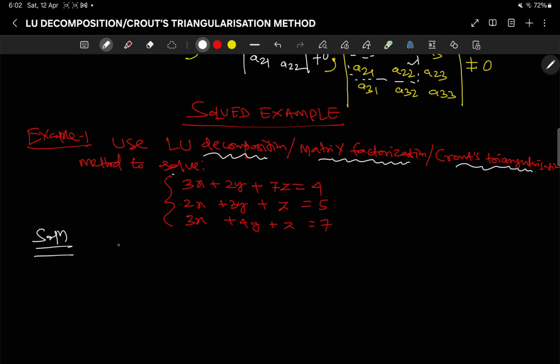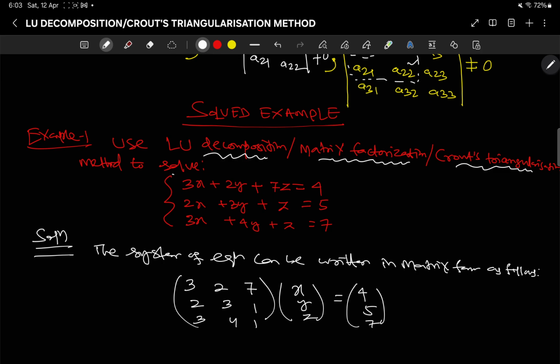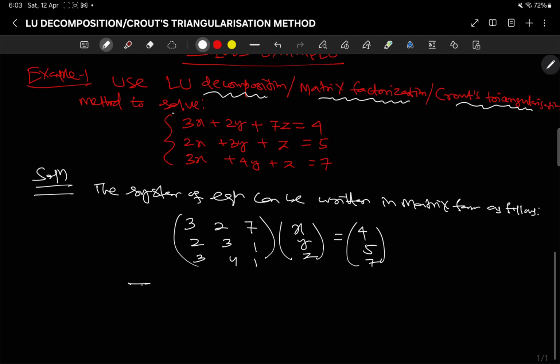In matrix form, the system of equations can be written as follows: the matrix 3 2 7, 2 3 1, 3 4 1, into XYZ, equals 4 5 7. So in short, we have AX equal to B.